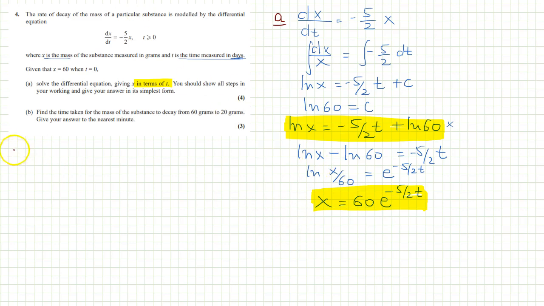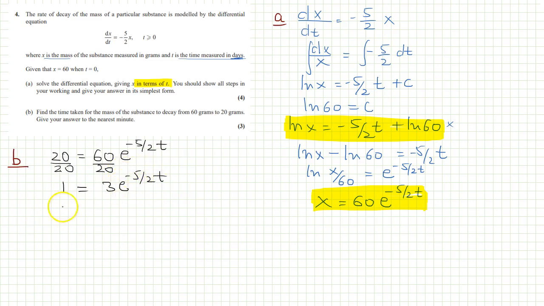Part B. Find the time taken for the mass of the substance to decay from 60 to 20. Now this remains 20 only. So 20 is equal to 60 e to the power minus 5 over 2 t. So 20 over 60, divide both sides by 20. So 1 is equal to 3 e to the power minus 5 over 2 t.